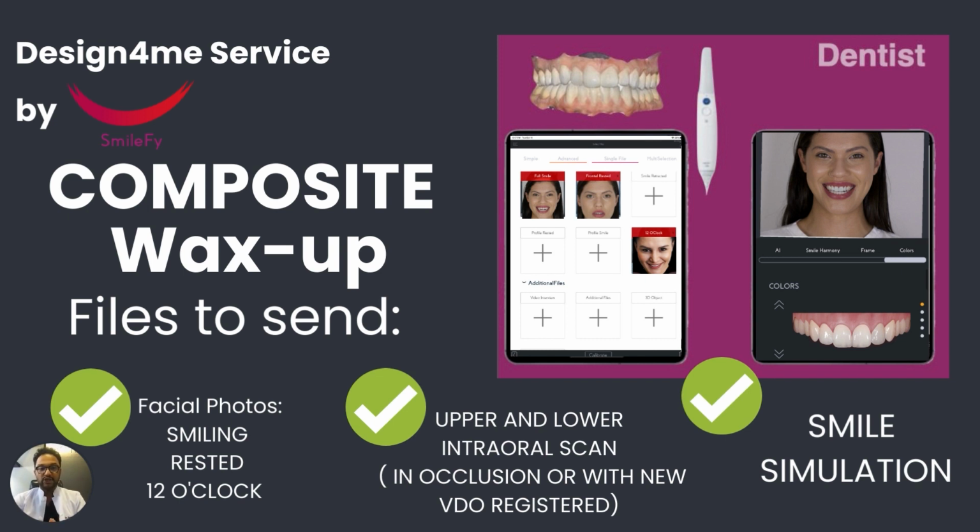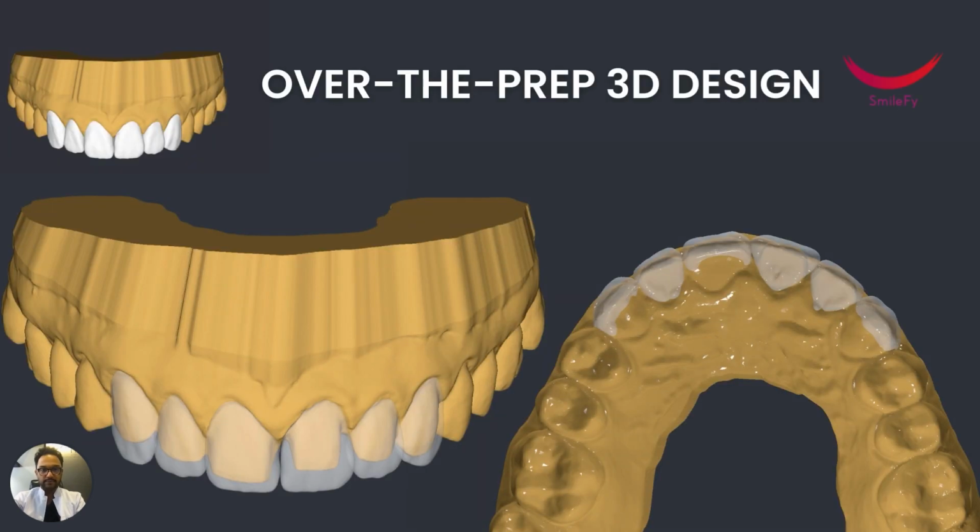The files that you need to send are the facial photos with a smiling picture, a RACID picture, and a 12 o'clock picture. The upper and lower intraoral scan, either in occlusion or already registered with the new VDO in case you're opening the vertical, as well as the smile simulation, so the smile designer can have a better understanding of the teeth position and teeth shape for your dental wax-up.